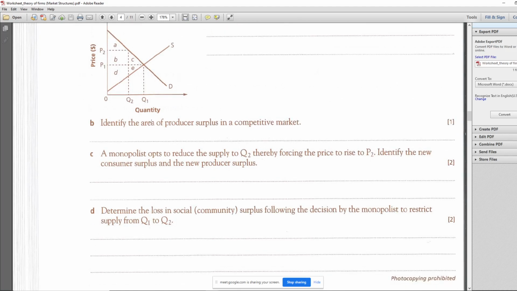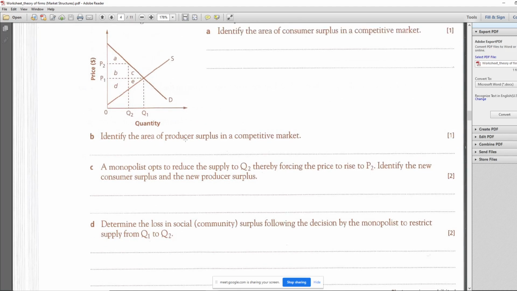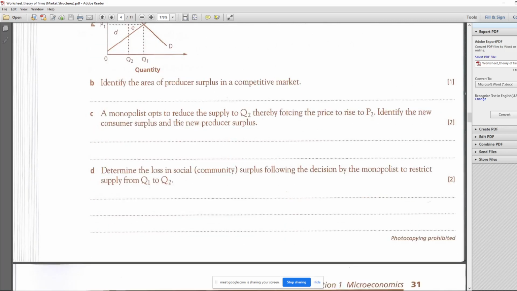Let's go to question B. What about producer surplus? Yeah, DE, just the rest of the area. This triangle here, that is CS, and here that's PS. Easy. What about question C?